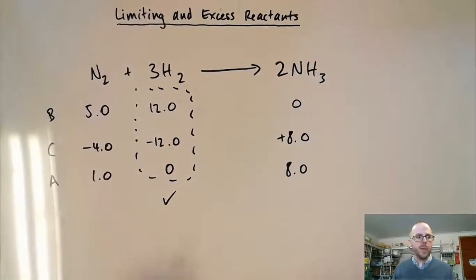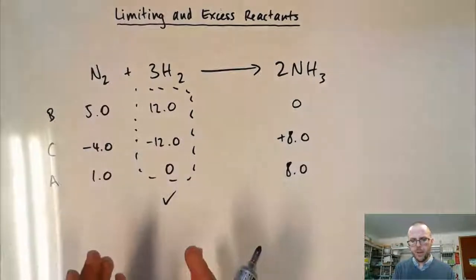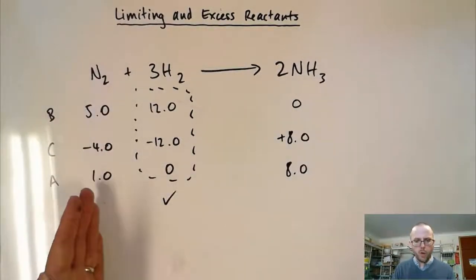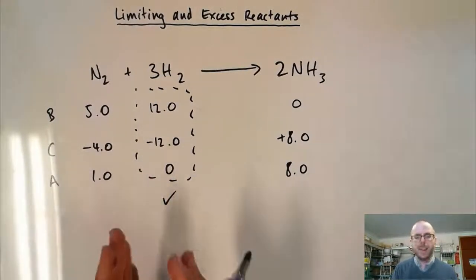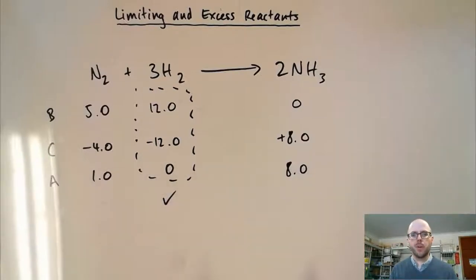So what I've been able to use, this concept of limiting and excess reactants, is looking at the two scenarios, one reactant is limiting, and then the other reactant is limiting, to then be able to decide which one it's going to be, and then using that number only to predict how much product we make.